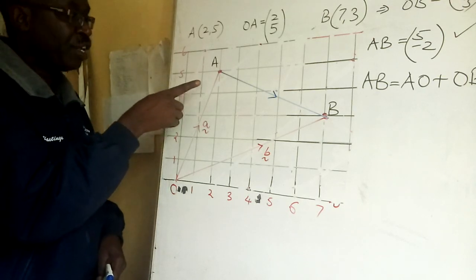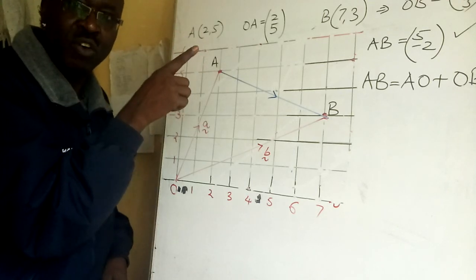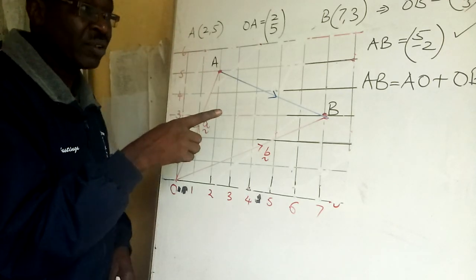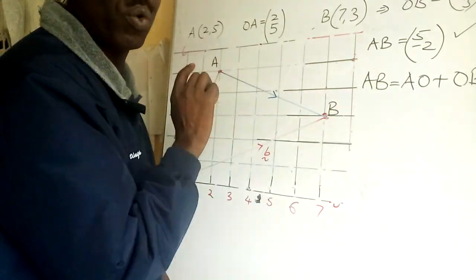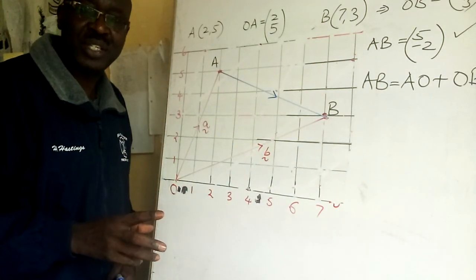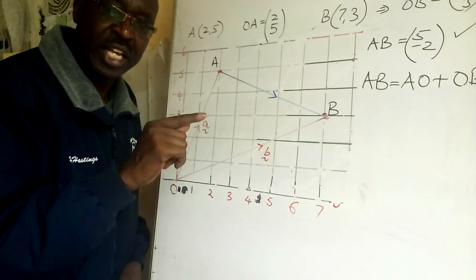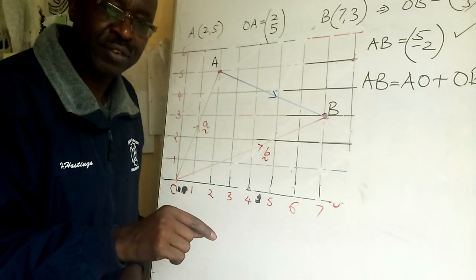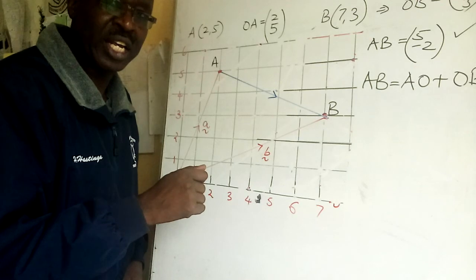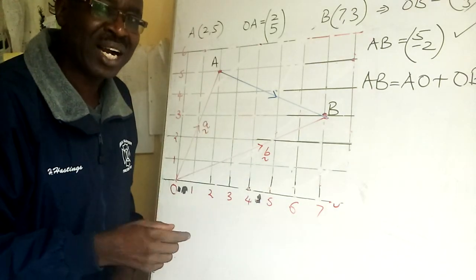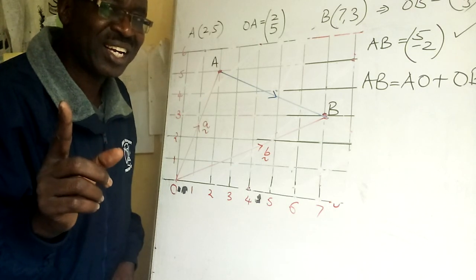So if OA is 2, 5, can you write AO? I want you to think a bit very fast. If O to A is 2, 5, okay, I have gone to town A. Now I want to go back. Remember, back carries which side? Negative.